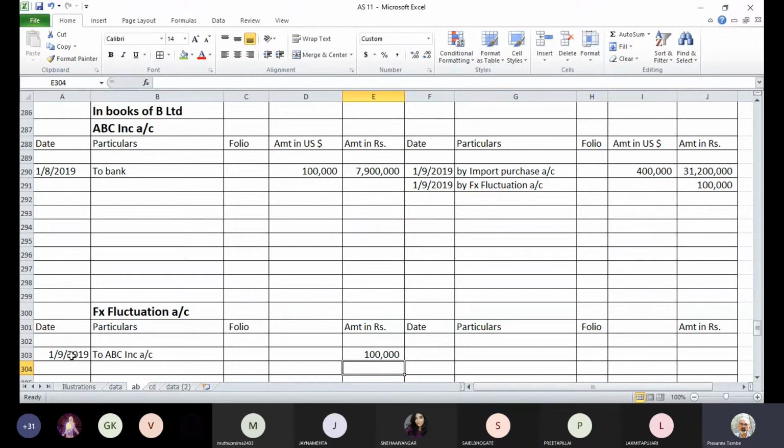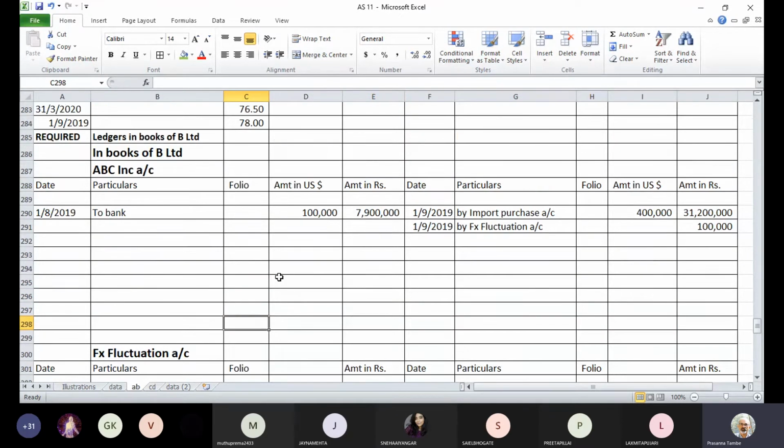Okay. That time I think, if I remember correctly, advance was received, and this is the first case where the advance is paid. I think that was a case of export sales where we had received the advance. Now this is the import purchase where you have paid the advance. Okay. Now we will have regular payments.